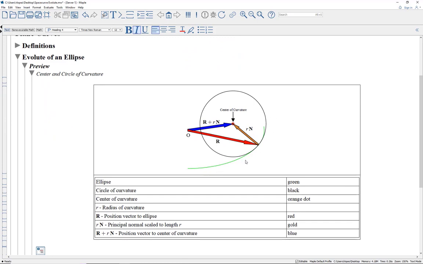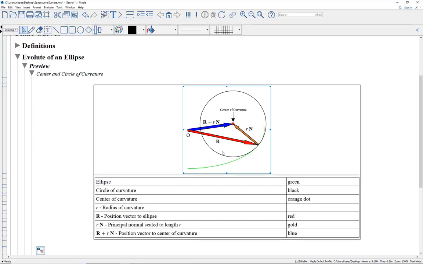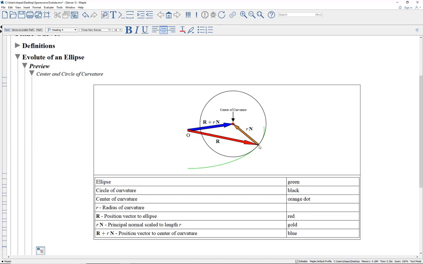The green curve represents a piece of an ellipse, center, radius vector, or position vector to a point on the ellipse, circle of curvature in black. The gold vector is the principal normal scaled by the radius of curvature. So vector addition, r plus rn, puts you at the center of curvature. That's the blue vector, r plus rn. The locus of that center of curvature is this curve called the evolute.